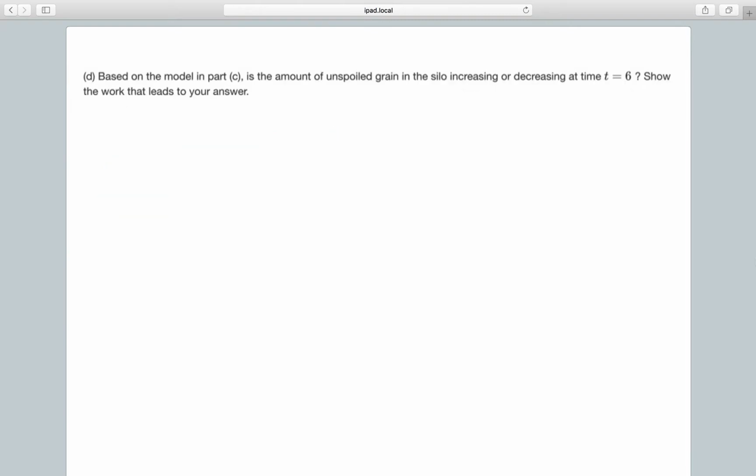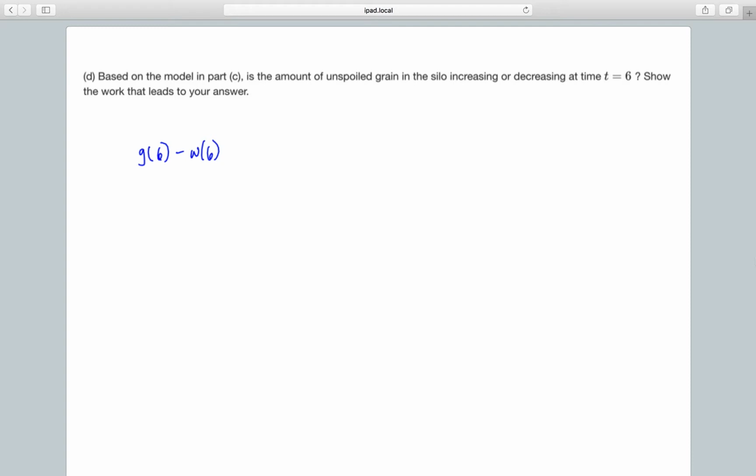So all we need to look at here is G of 6 minus W of 6. And we want to see if that's positive, then the fresh grain entering the silo is entering faster than the grain is spoiling, and therefore the amount of unspoiled grain would be increasing. Versus if it's negative, the opposite would be true and it's decreasing.